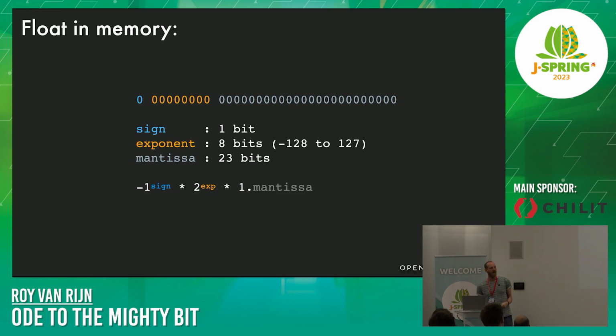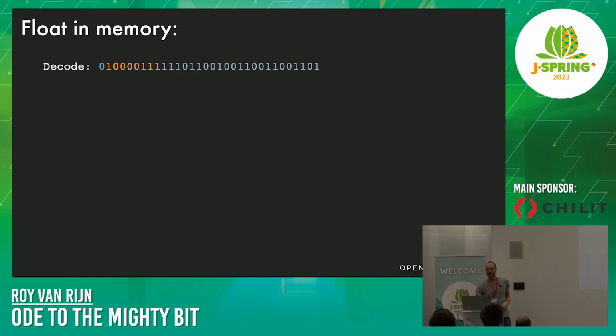So how can you calculate what it is? Well, it's actually -1 to the power of the sign, which is just a minus or a plus. Then it's 2 to the power of the exponent. And then the mantissa is 1 and something. Really crazy. So let's go through an example. You get these bits. What number is this? Well, we can decode this.